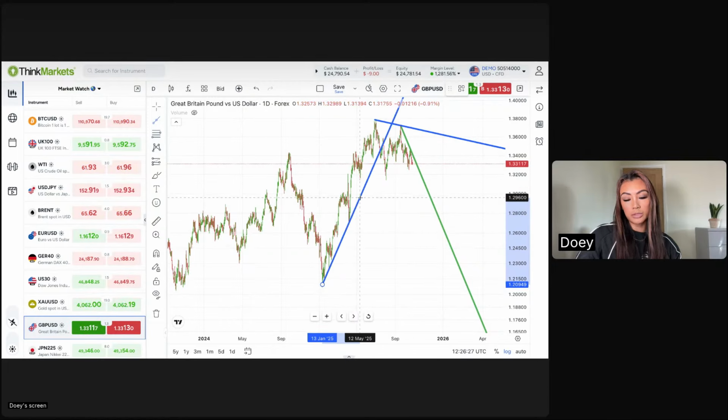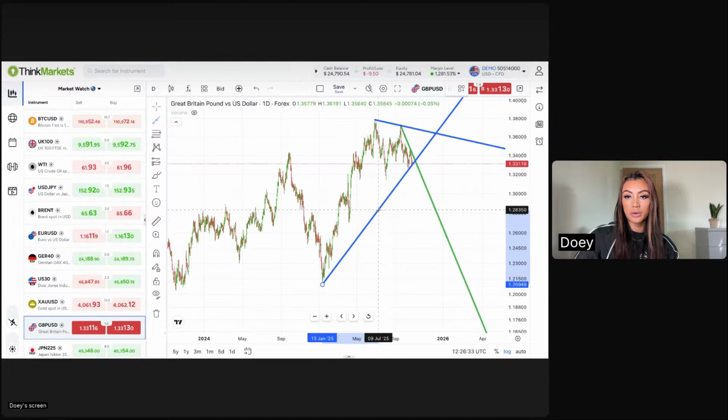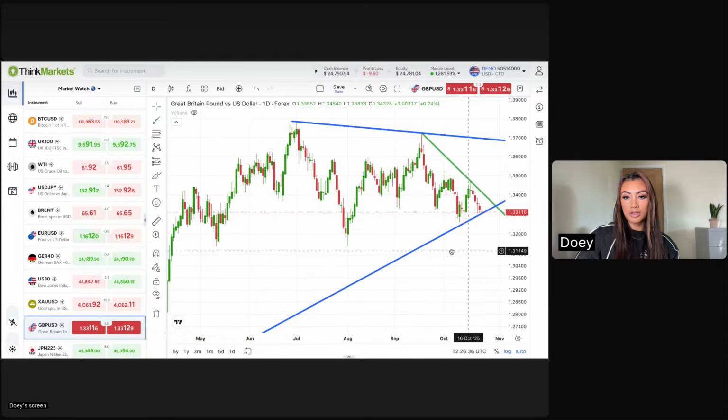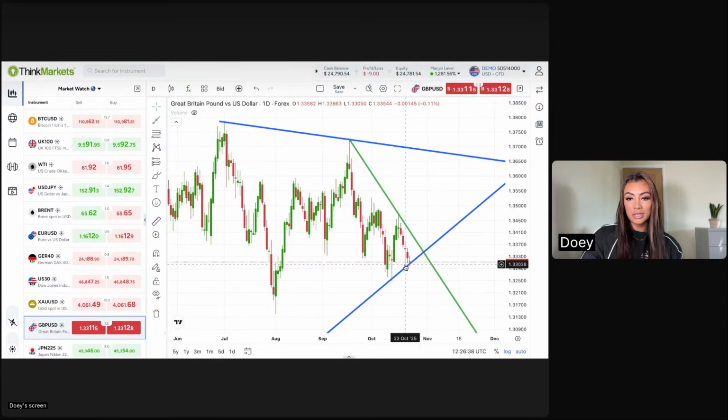So this is what we keep, that trend line there. We don't get rid of it. We literally just move it out like this. So we're very, very close to this daily trend line.